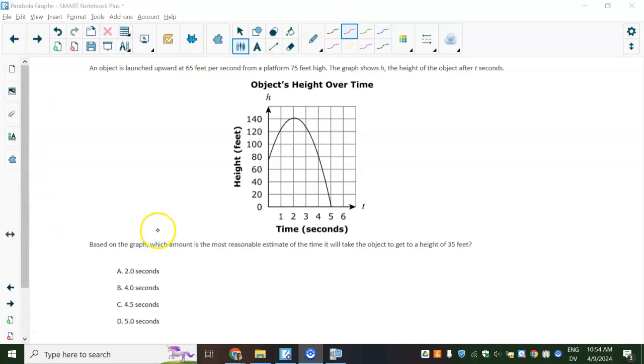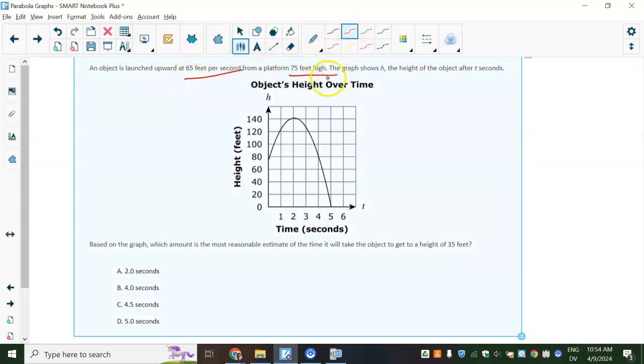Okay, next up is another parabola graph. It says upward at 65 feet per second from a platform 75 feet high. So the 75 is right here. That's kind of the y-intercept, our starting point. And this shows the time and the height over time. It's really asking how long it will take to get to a height of 35 feet. And so basically here, it's just interpreting the graph.